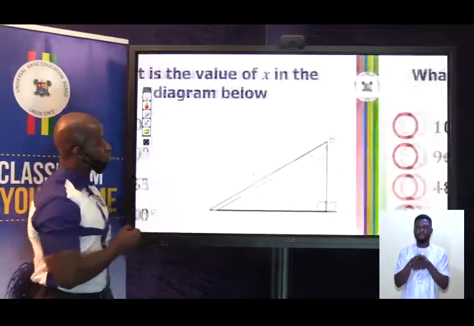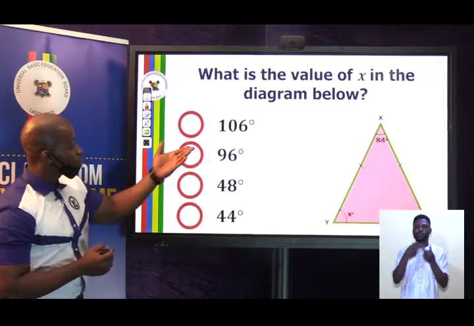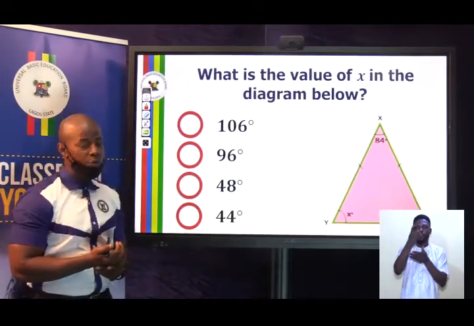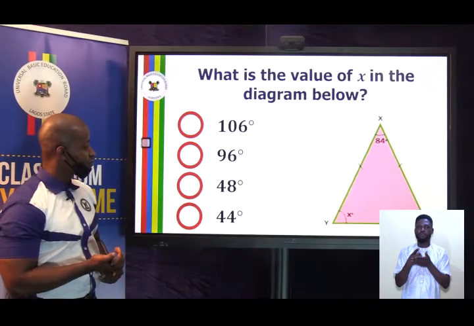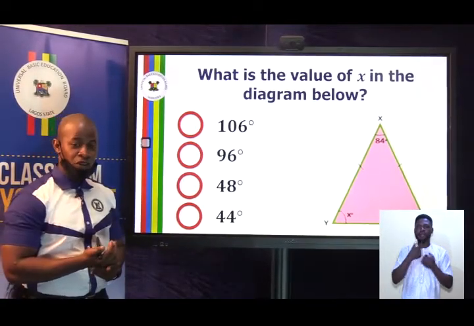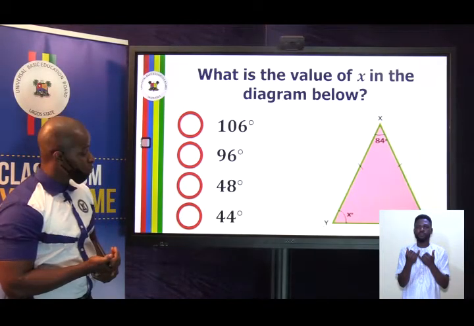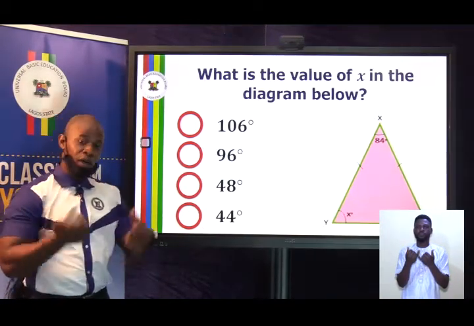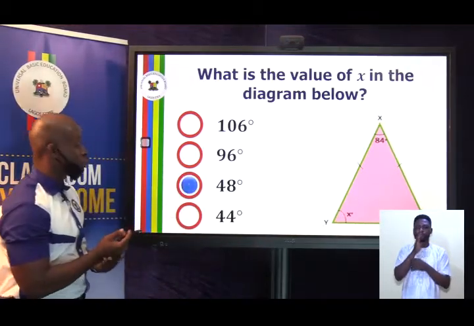Let's move on. And finally, this one. What is the value of x in the diagram below? You should be having your answer right about now. Well, let's just check out what the answer is. The correct answer should be 48.